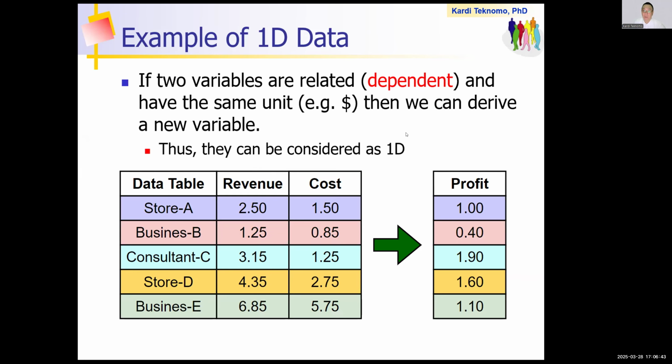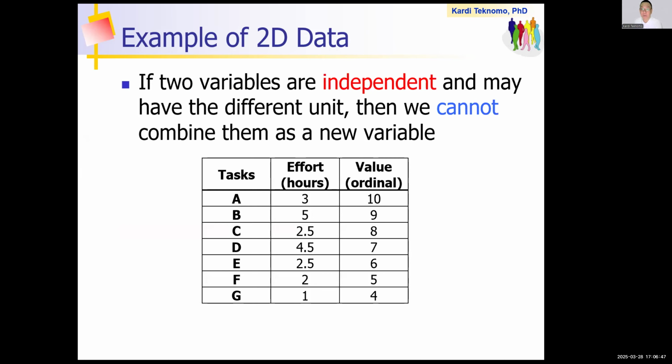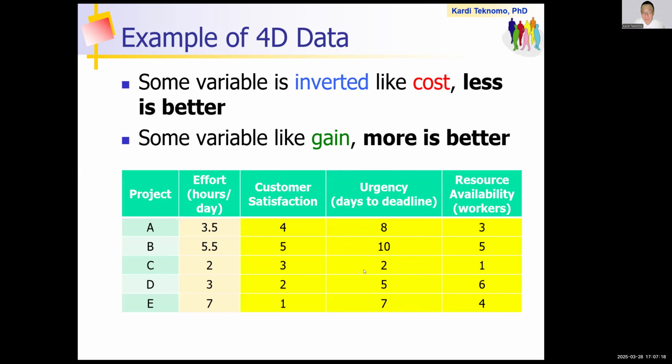Now, if they cannot be put together, for example, this one, where two variables are actually independent, like the effort and the actual value for the task, then you cannot put them into a new variable. In this case, you still use them as two-dimensional data. So the number of dimensions represents the number of variables that you use. Here is an example that we will use later. How many variables here? You have 5 projects and 1, 2, 3, 4 variables, so we call this 4-dimensional data.